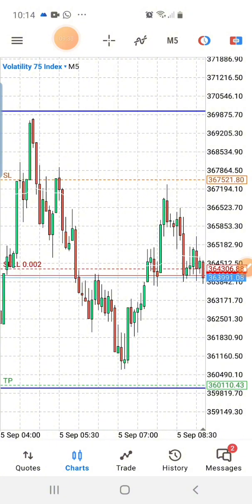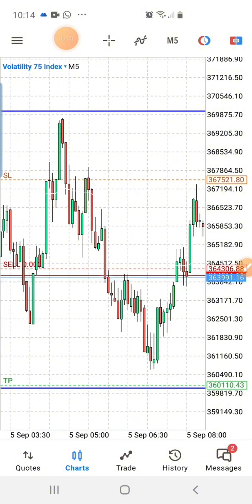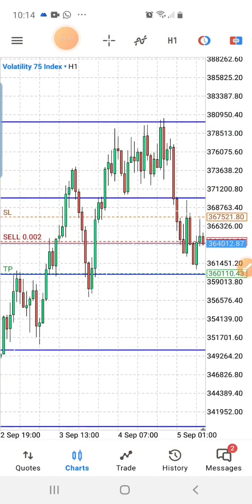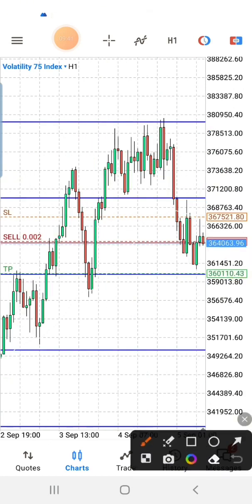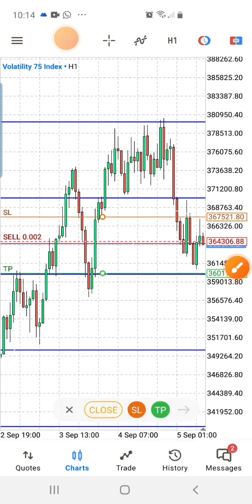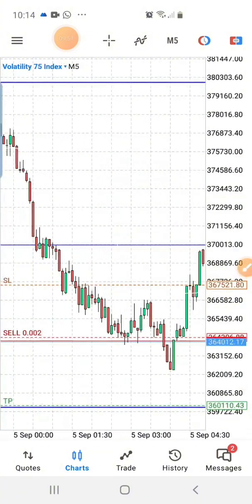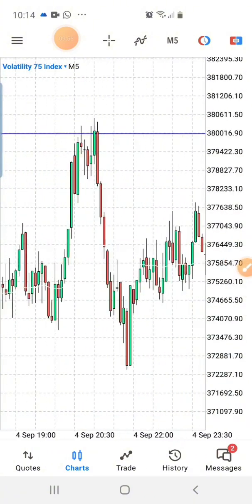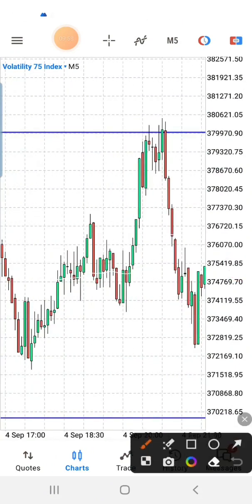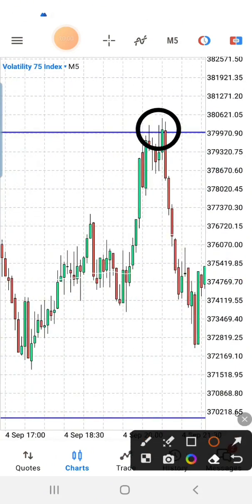Okay, now if you look from here, like what I explained, if you go to 1 hour for instance, you can see that the price respected this zone, this psychological level here, right? No argument. Okay, so if you go to lower time frame, which is 5 minutes time frame, after that the price respected this zone here, on 1 hour.